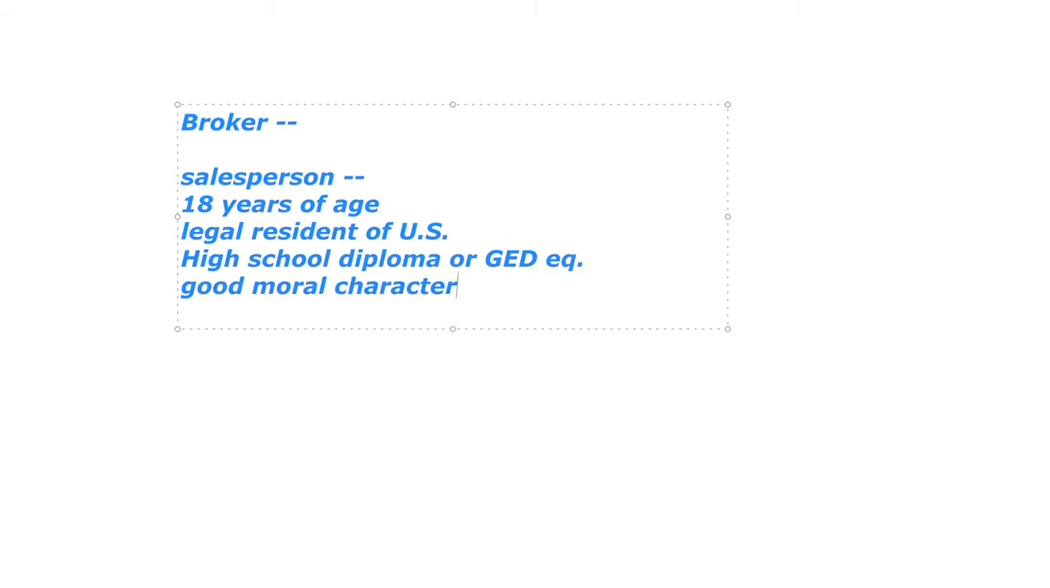When I say good moral character, I'm saying you need to be able to pass a background check, and they do run that. If you have questions about whether you'll get licensed because of a felony in your past, you need a certain amount of time to have lapsed, but the Real Estate Commission is really the best one to answer that if you have that question. So you have to be 18 years of age, a legal resident of the United States, have a high school diploma or GED equivalent, and good moral character. Now let's talk about the broker.